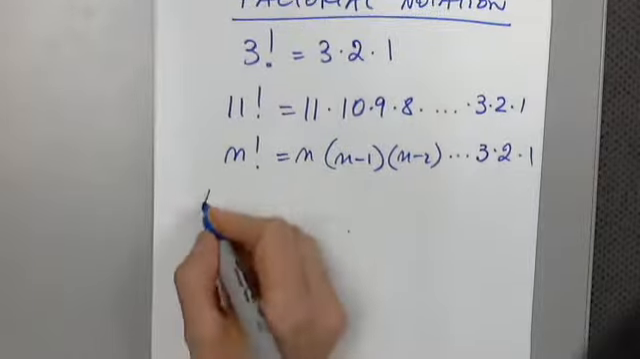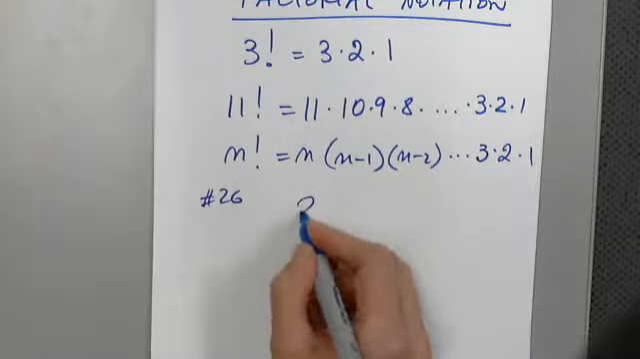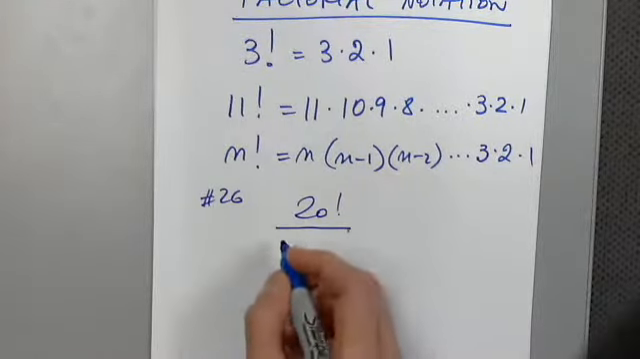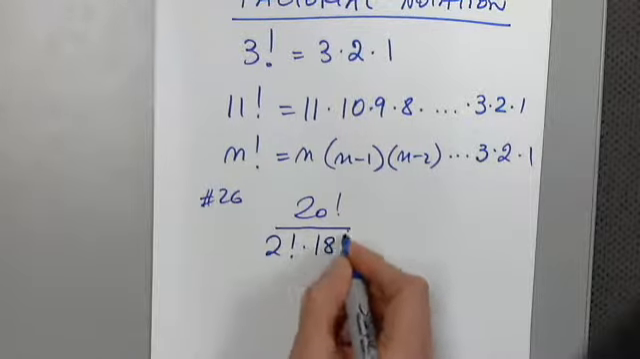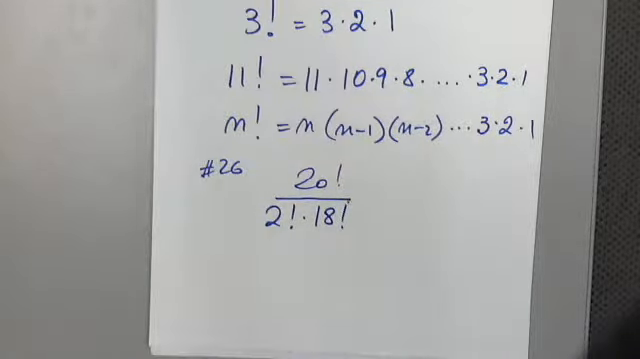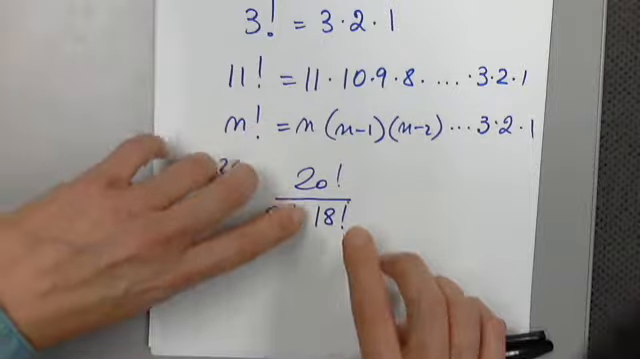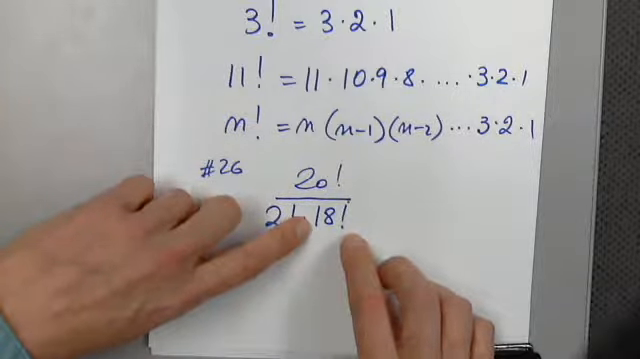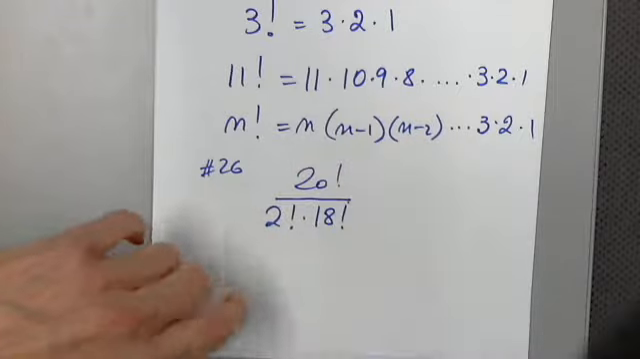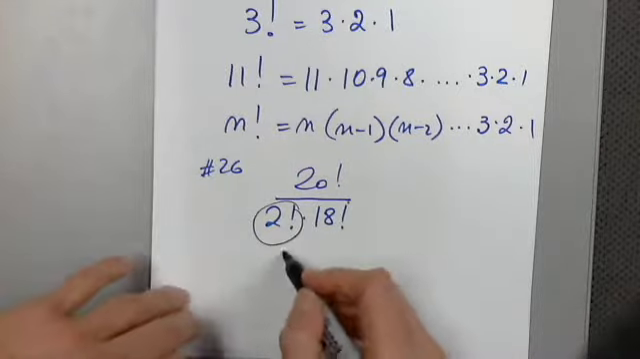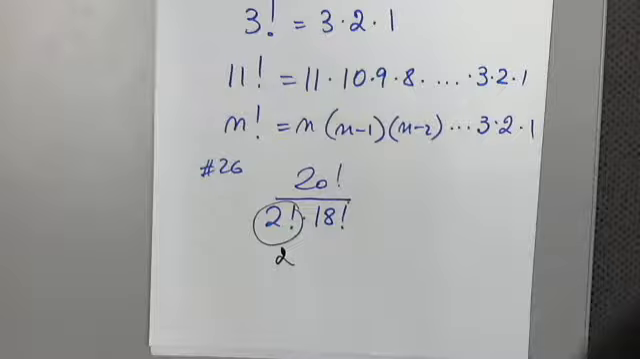Let's say 26. In 26, we have 20 factorial, and I will show how to do this with a graphing calculator as well. So we have 20 factorial over 2 factorial times 18 factorial. What will this be? Well, 20 times 19 times 18 times blah, blah, blah. And this is 18 times 17 times 16, blah, blah, blah. Which of these two is bigger? This is 2 times 1, which is 2. So the bigger of these two is 20.